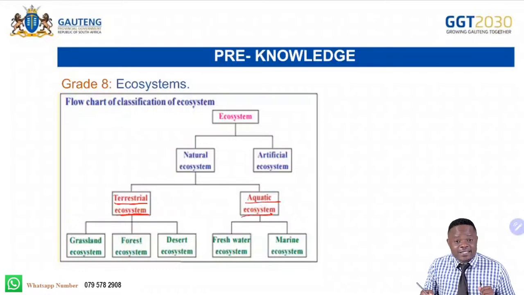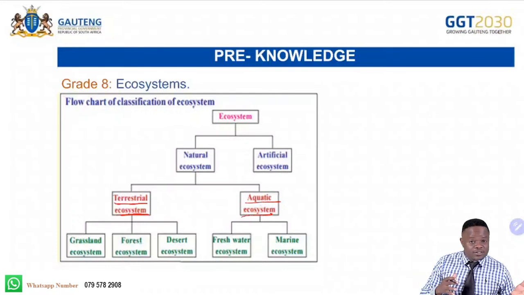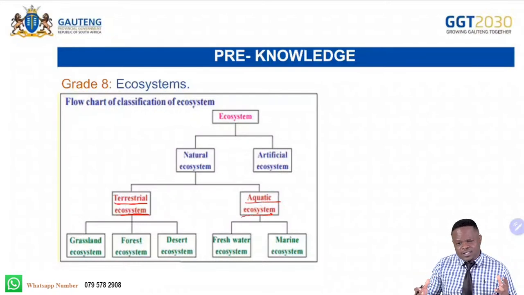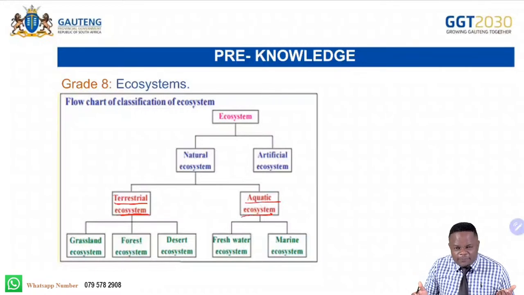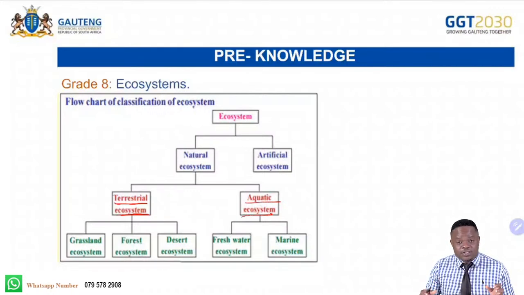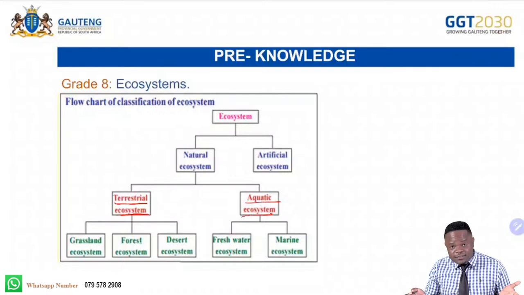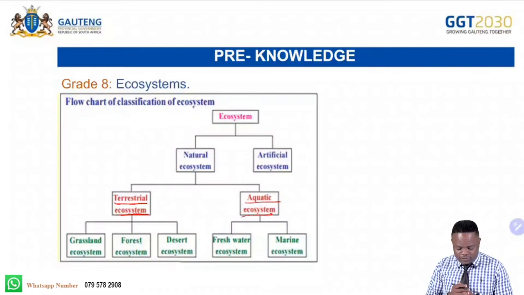So for our land ecosystems, we have the grasslands. So you can think of the animals that you find on these grasslands. What kind of food do they eat? We'll talk about that in our lesson today. We have the forest ecosystems. Have you ever been to a forest? Think of the creatures that you may find there in these forests and their feeding relationships. The desert, okay? All those creatures that you find in your desert ecosystems.